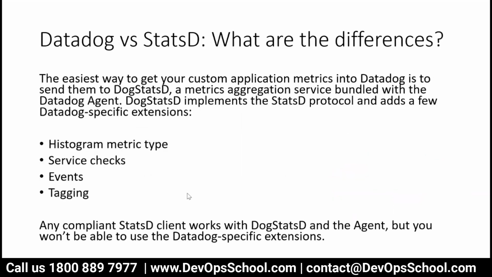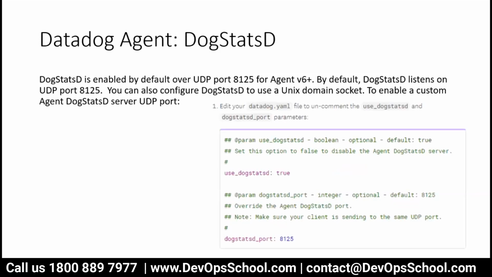So guys, then you'll say, what are the extra features added by Datadog in DogStatsD? These are the extra features: histogram metric type, service check capabilities, event capabilities, and tagging functionality got added in DogStatsD. Okay, so overall, that is the story of the Datadog agent. Okay, if you want to enable DogStatsD, by default it is disabled. So if you want to enable it, there's a configuration file for Datadog in which you have to make it true, and the port number by default, which UDP port, is 8125.